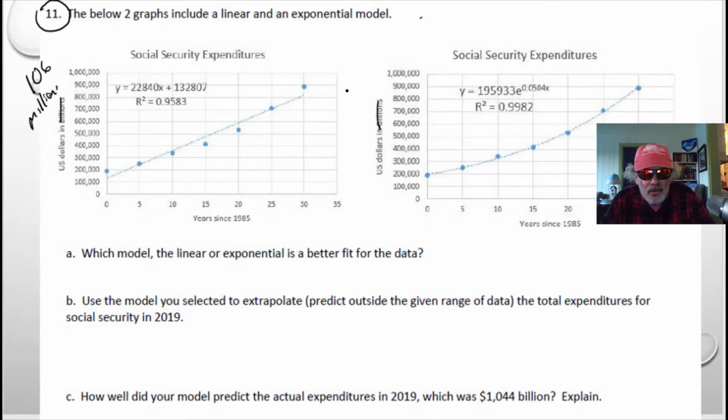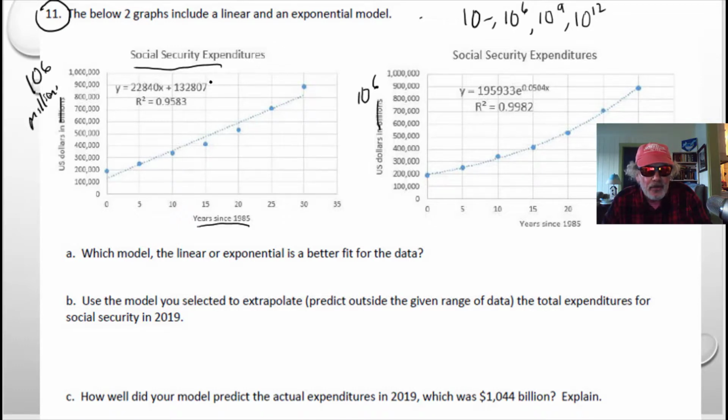And same thing here, US dollars in millions, 10 to the 6th. You should know that 10 to the 3rd is thousands, 10 to the 6th is millions, 10 to the 9th is billions, 10 to the 12th is trillions. So we're going to look at Social Security expenditures, years since 1985. And these are the dollars spent in Social Security. The dots are the actual data, the dollars spent in Social Security in different years.